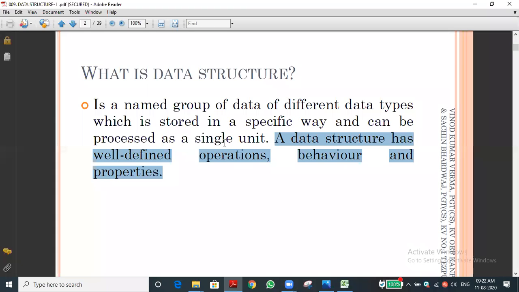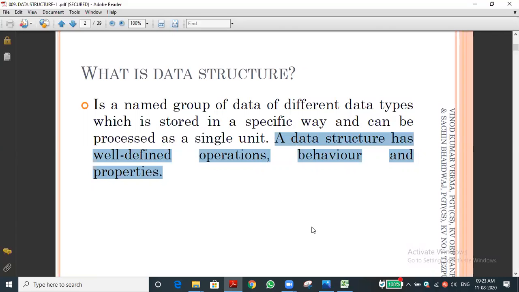Have you understood what data structure means? Now you understand a little bit. Please read this selected point, you can get an idea. A data structure has well-defined operations, behavior and properties, about the data.